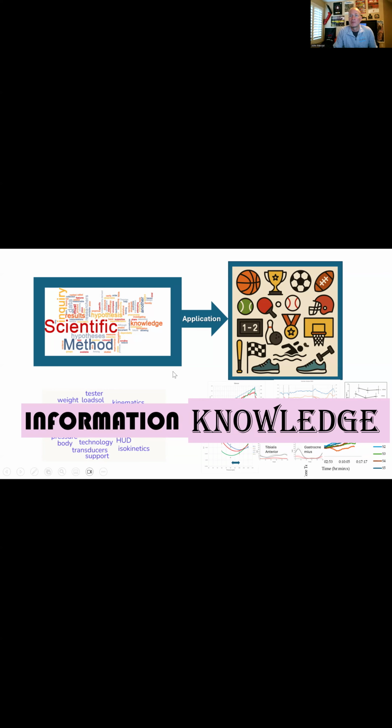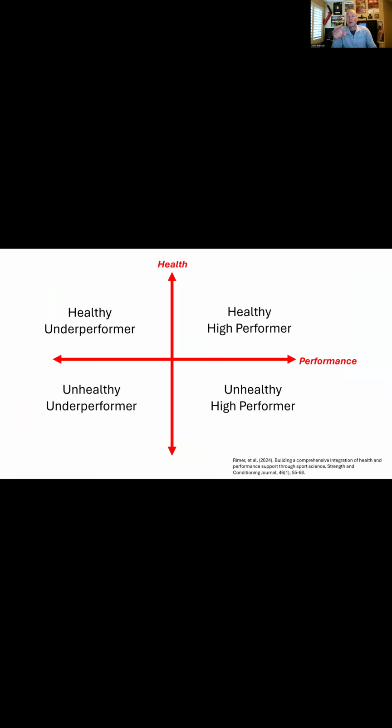And the other framework I always like to come back to, because it's so easy to start looking at technology and all the different options, is that what we're trying to do when we're using technology is help our athletes move into the healthy high performer quadrant. I've presented this model before. Health is on the y-axis, performance on the x-axis. And we have healthy high performers, we have healthy underperformers, we have unhealthy underperformers, and we have unhealthy high performers. These all exist, and maybe you were in one of these quadrants or multiple of these quadrants, even in your sport career.